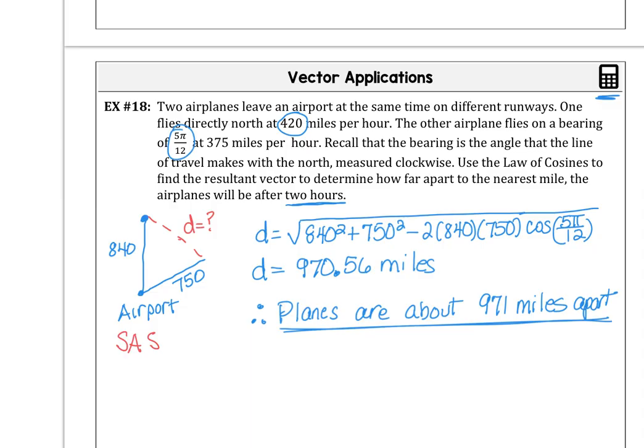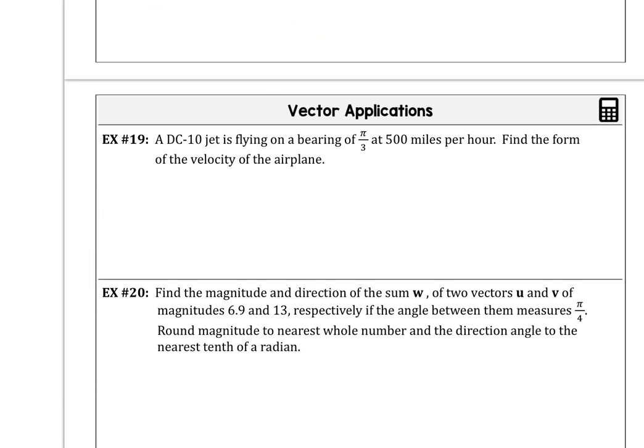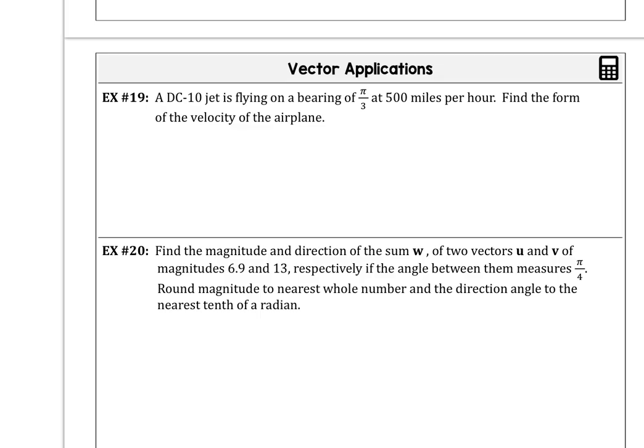So that wasn't so bad. Example 19, we've got 2 more to go. A DC-10 jet is flying on a bearing of pi over 3 at 500 miles per hour. So we're going to draw that picture.